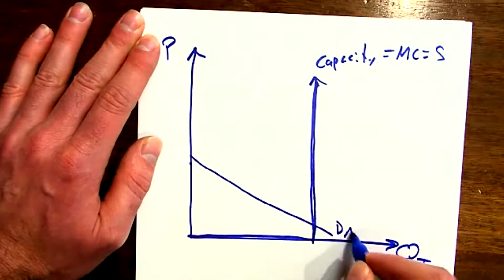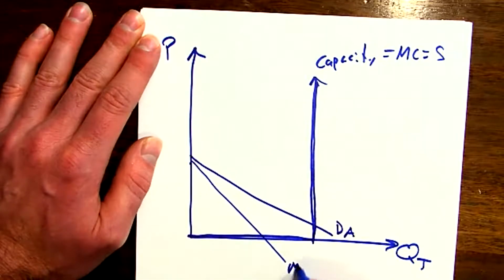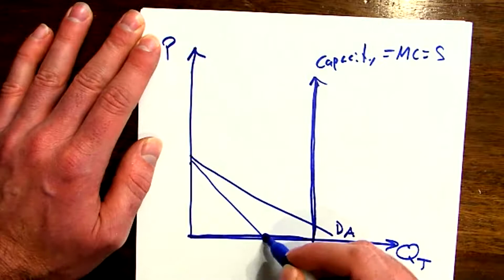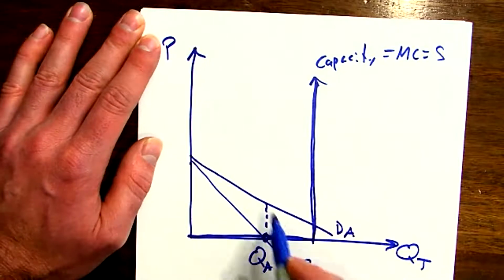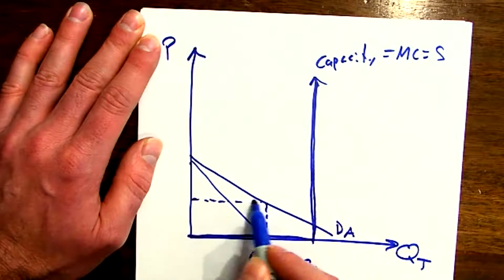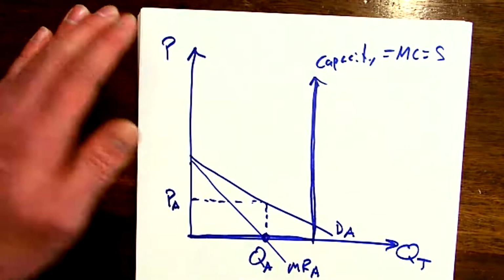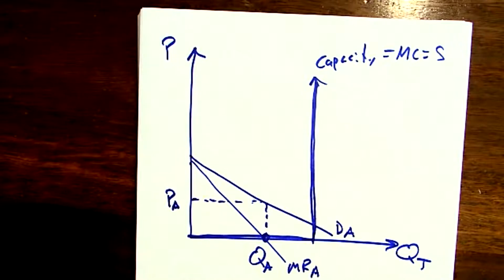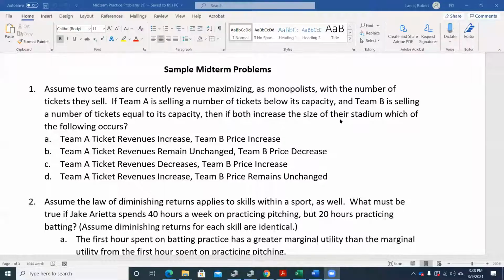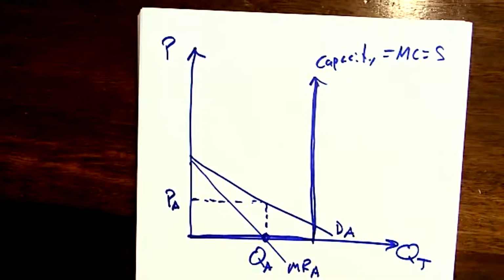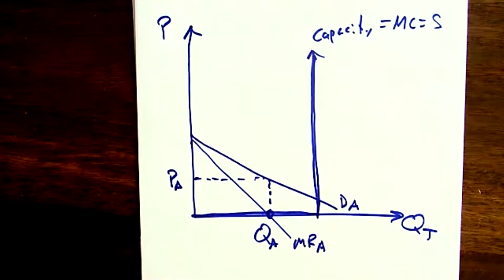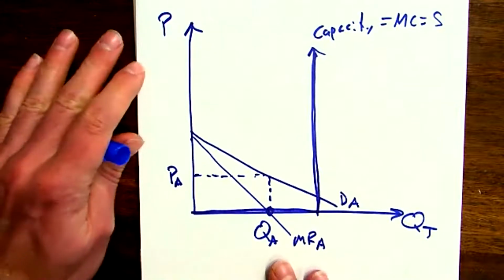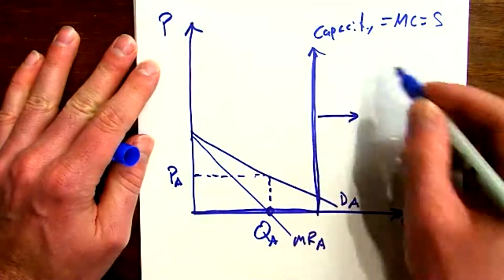We'll say the demand for team A, with their marginal revenue, hits down here. So the equilibrium quantity for team A was below capacity. And here's the price for team A. What was the change that then occurred? They both increased the size of their stadium. Okay, so for team A, if they change their capacity, what's going to happen? Capacity increases.